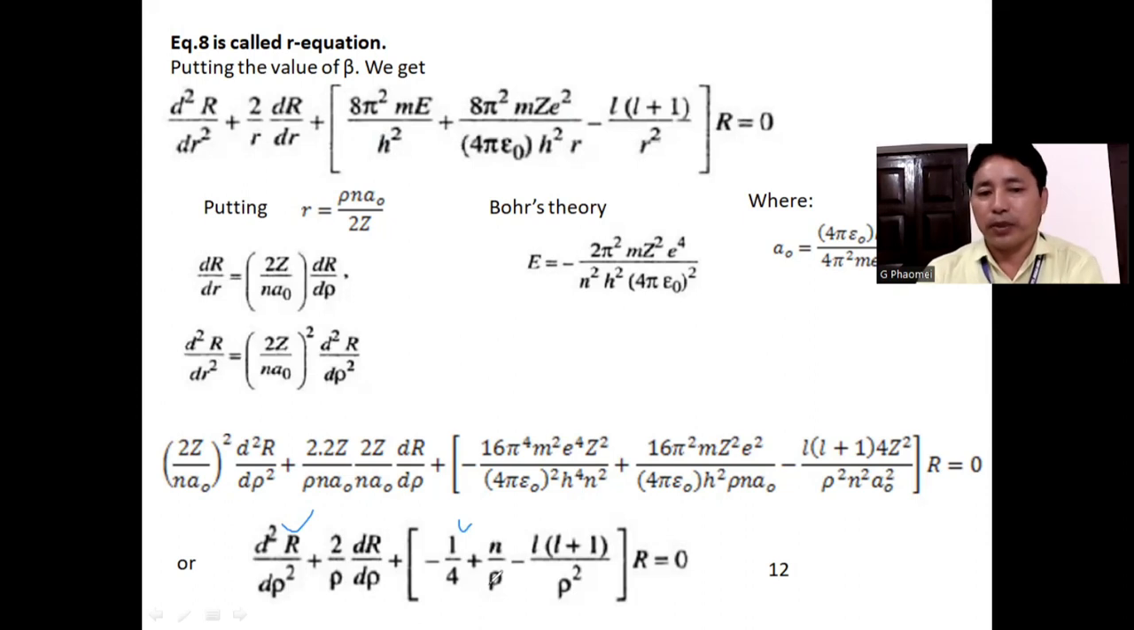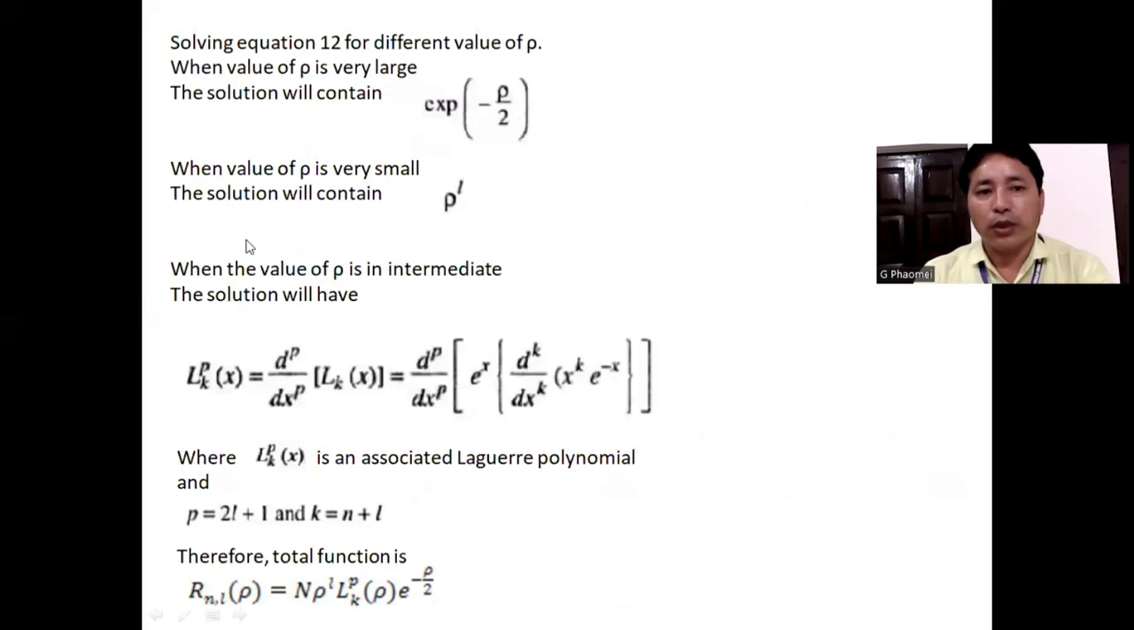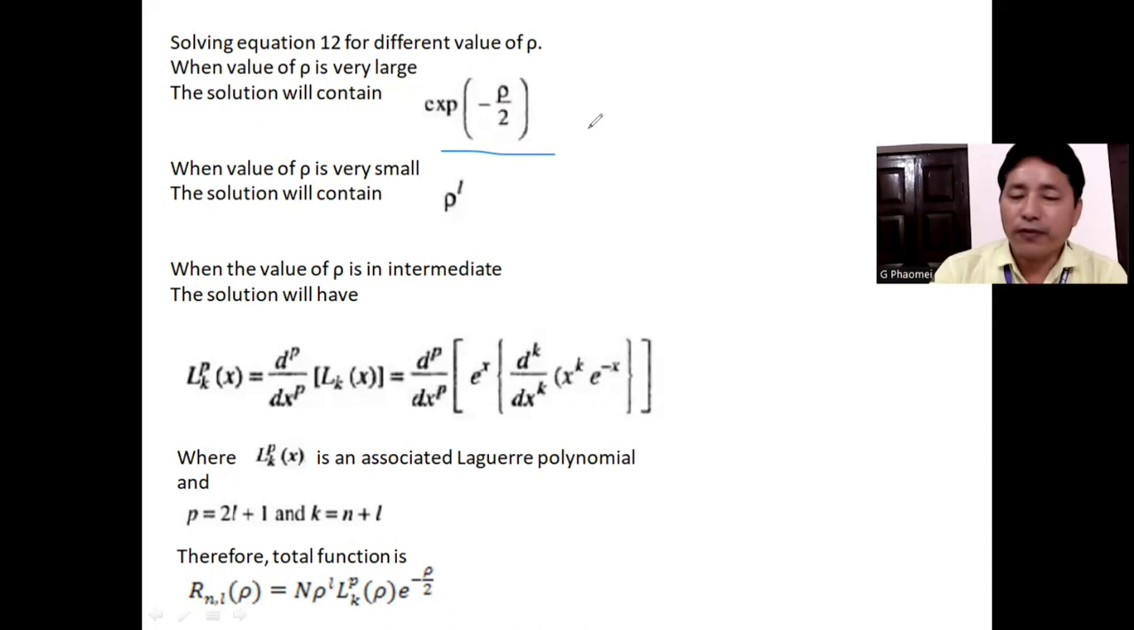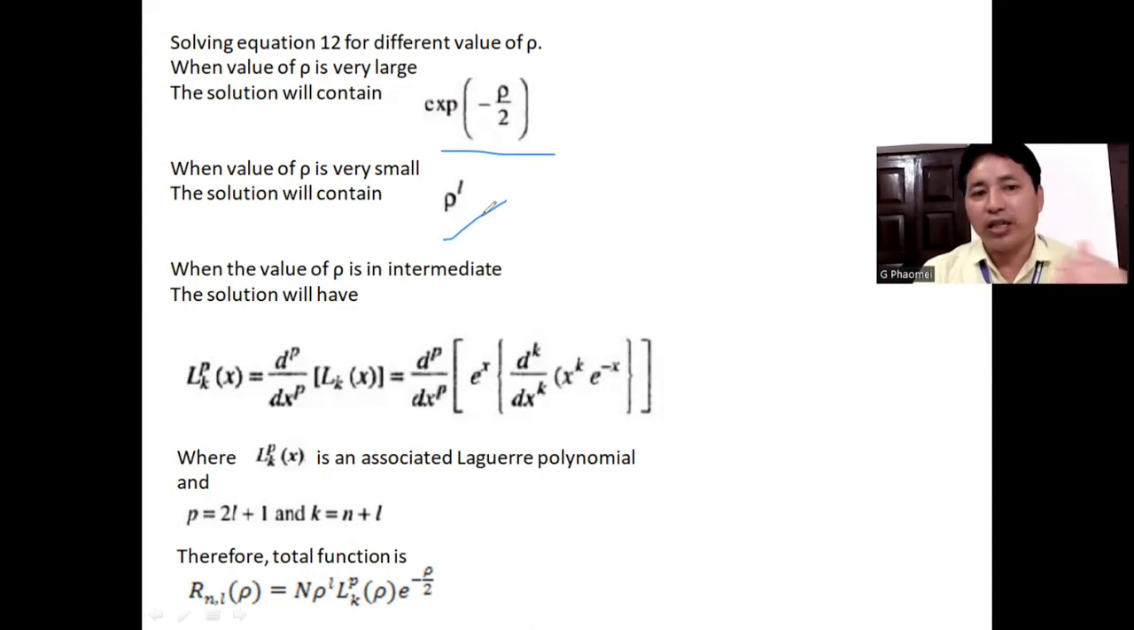That means this type of equation will have solutions as simple as exponential minus rho by 2. And if the value of rho is very small, the solution of that equation you can see in the above equations by taking the small value of rho, then you will get the solution as rho to the power L. And finally, that means we know for the high value of rho and small value of rho, but if you say the intermediate value of rho, what will be the solution?